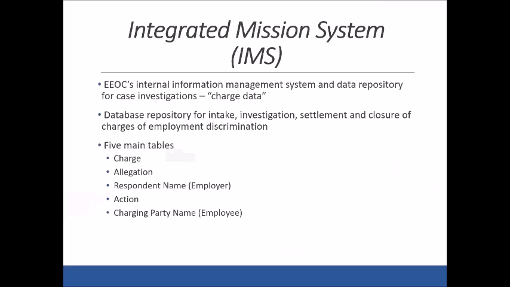There are really about 5 main tables in the private sector employer component of IMS. The charge table captures the charge number that's assigned for each charge. There's an allegation table that explains the basis for the allegation. For the remainder of the presentation, the respondent name I'll be referring to as the employer. There's the action table that tracks the movement of the case, and then finally we also keep information on the person that submitted the claim of discrimination, like gender, race, things like that.